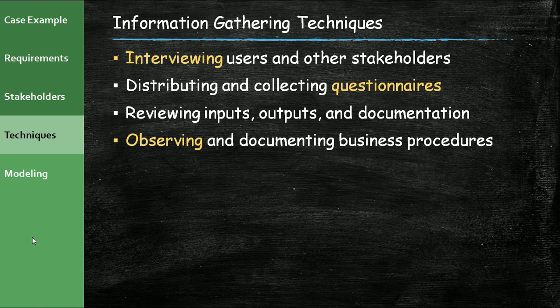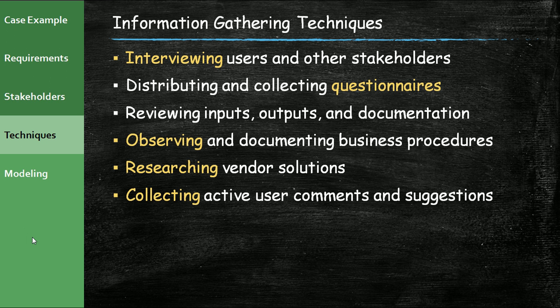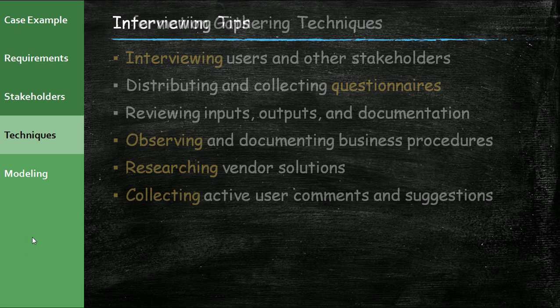And we can do observations. So we can look at the business as they're doing business. We can look at what people are doing, look at how they're interacting with each other and interacting with the current systems. And we can observe usually the pain points. We can look at other vendor solutions, which I already talked about. And we can collect active user comments and suggestions. So these are all the things we're going to talk about for techniques.